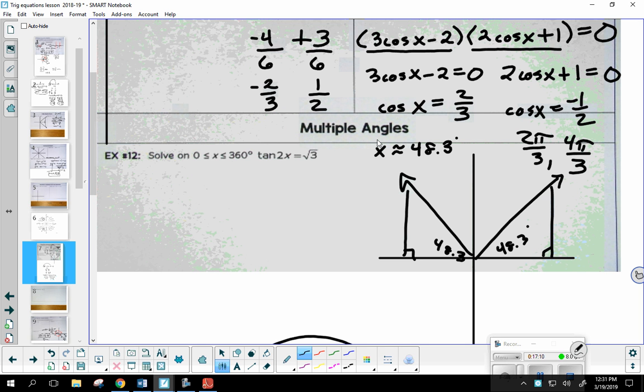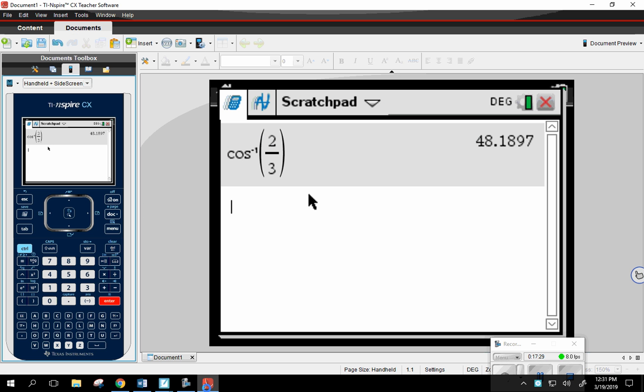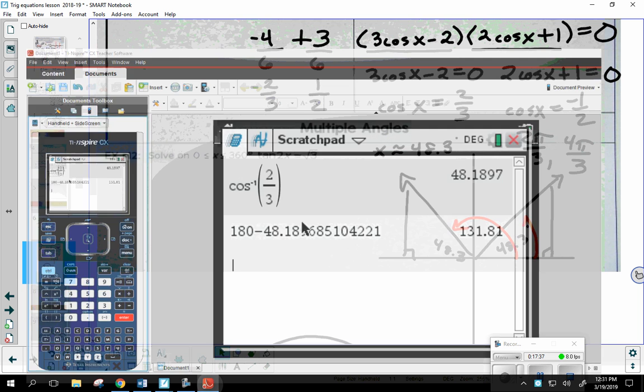We don't need to know the side lengths, but I do need to know what these 2 measures are. I already have the 48.3, but how can I figure out how far I rotated to have 48.3 left over? Would it be 360? 180. 180 minus this previous one. So 131.8 degrees is the other answer.